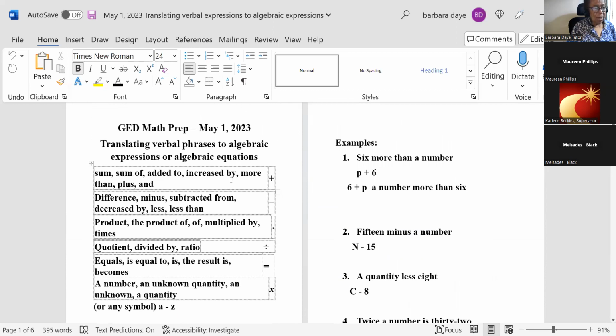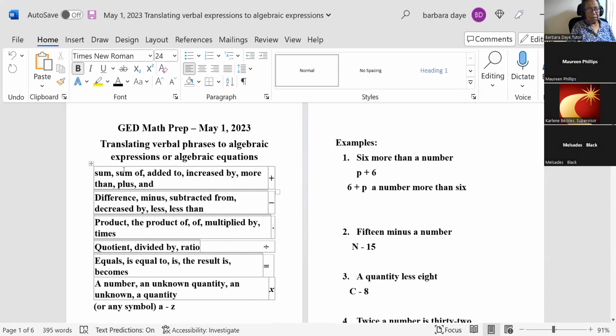So, Maureen, how many symbols are there for addition? How many symbols for addition? I'm back over here at the top of the table. The symbol, like plus. Yeah, the plus. There it is right there.